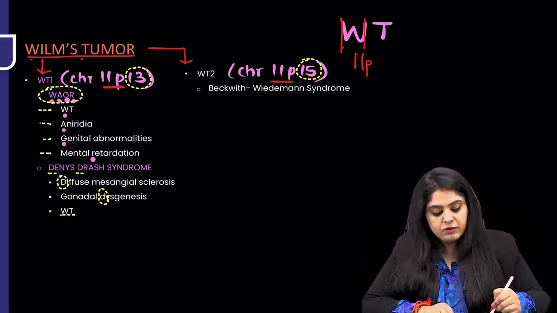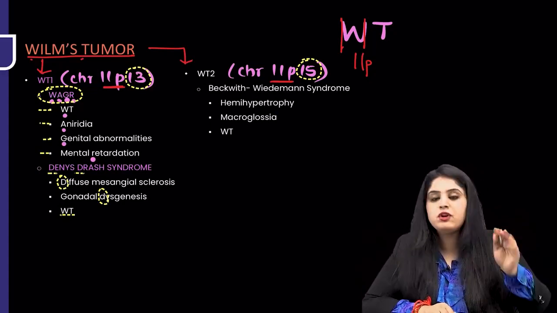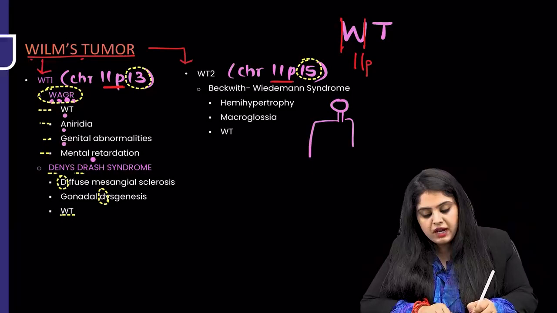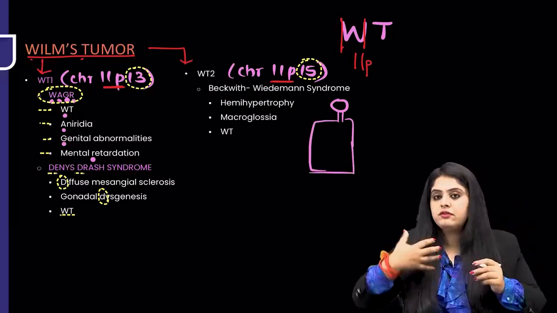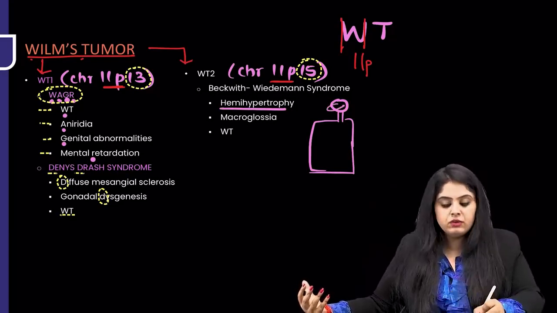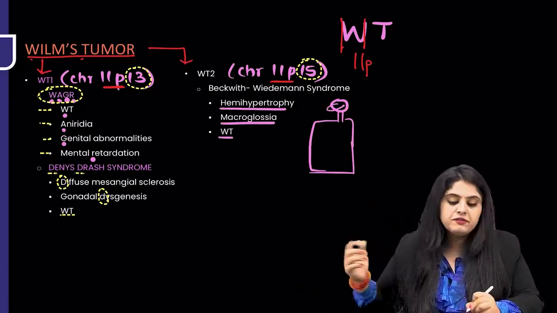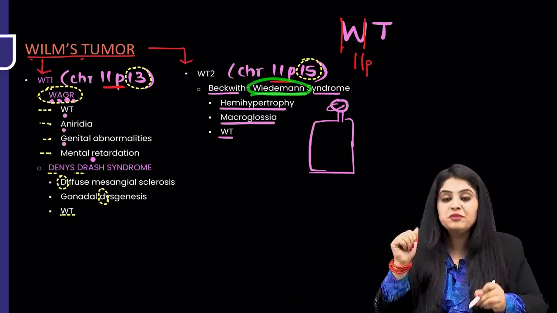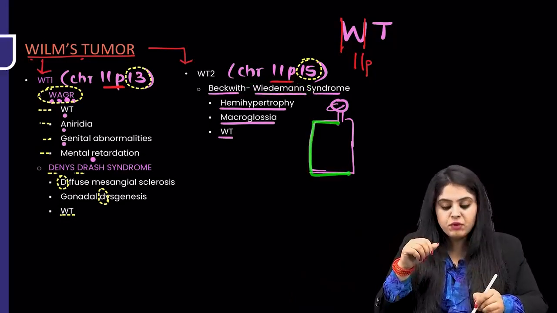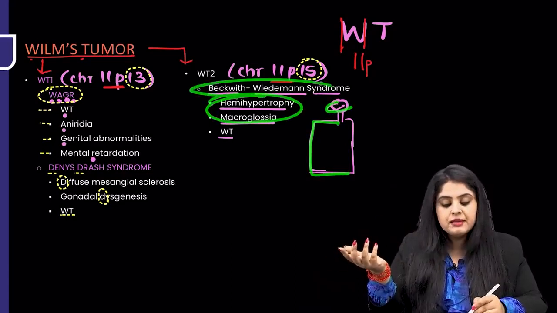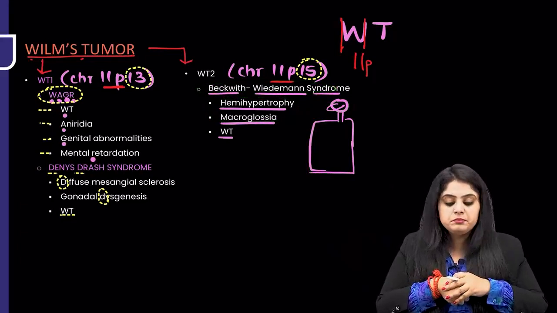What is the syndrome with WT2? For WT2 I will draw one very funny looking person. One half of his body is hypertrophied, hemihypertrophy, and you will see his tongue is also coming out. There is macroglossia, and of course Wilms tumor will occur. That is known as Beckwith-Wiedemann syndrome. So in Beckwith-Wiedemann syndrome, one half of his body is protruding, basically hemihypertrophy, and there is macroglossia.